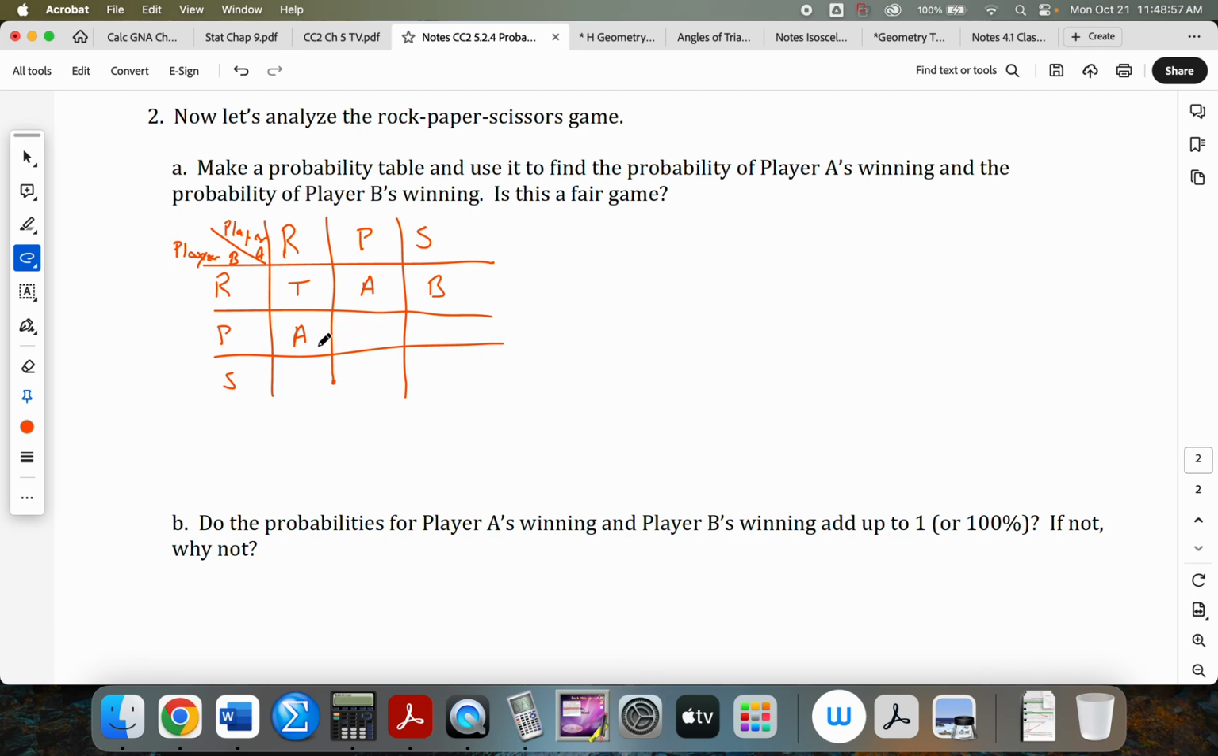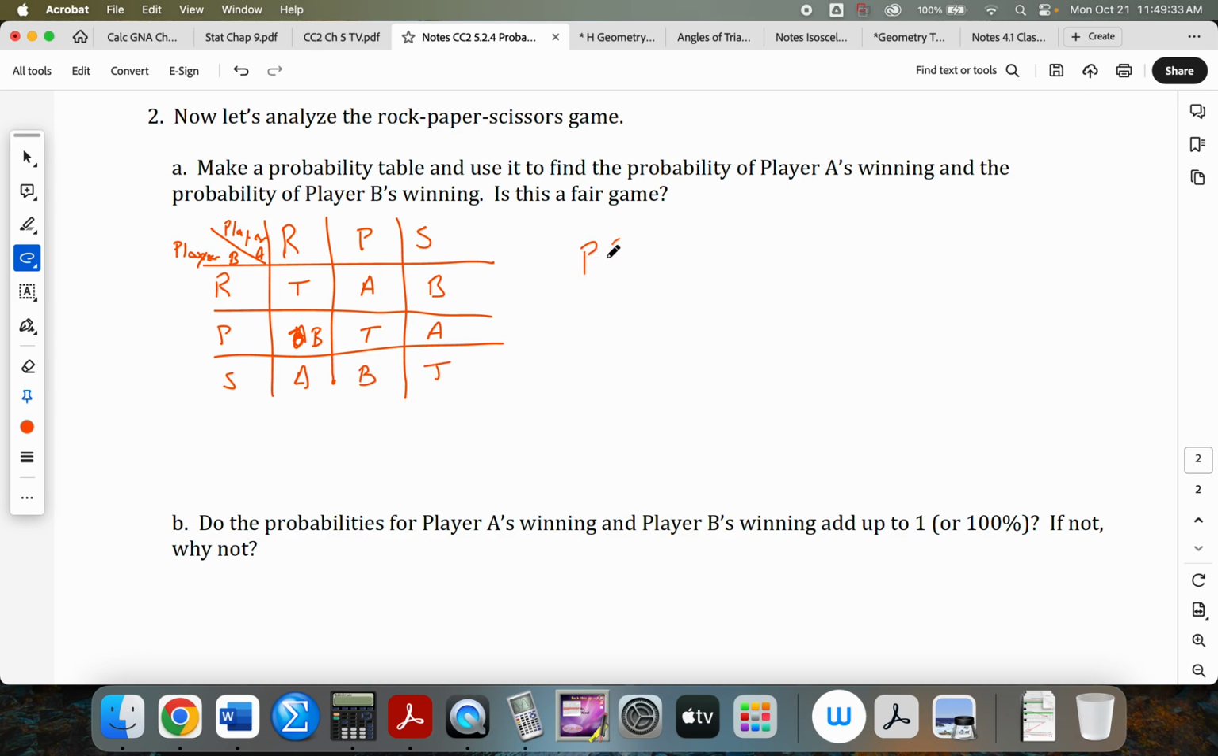Oh, did I do it backwards? Sorry. Thank you. If they both choose paper, that's a tie. Player A chooses scissors and player B chooses paper. That's a win for A. And then here, player A chooses rock. Player B chooses scissors. That's a win for rock. Player A chooses paper. B chooses scissors. That's a win for B, and a tie here.